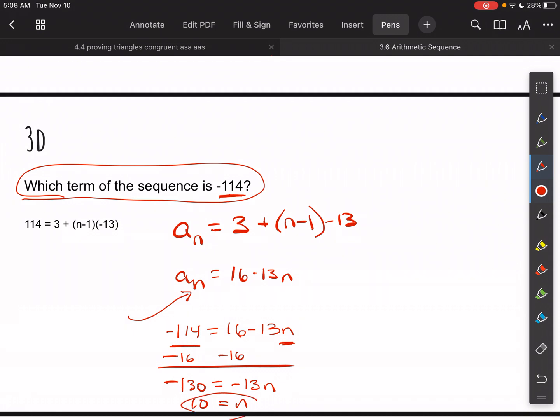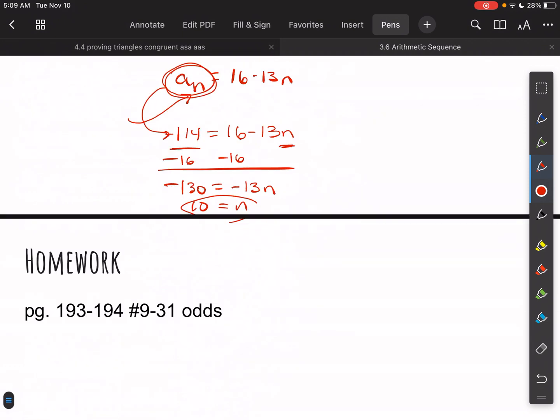So for D, don't let that throw you off. When you know a term and they're asking you which term in the sequence it is, if you know a value for that, just plug it in for a sub n. Plug it in for that guy, which is what we did right here, and then solve. So that's 3D.